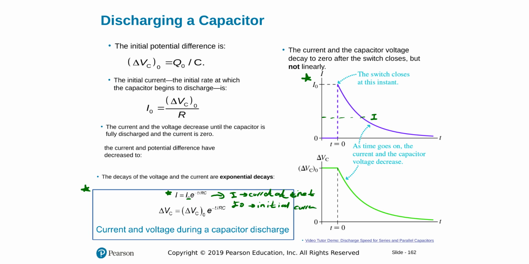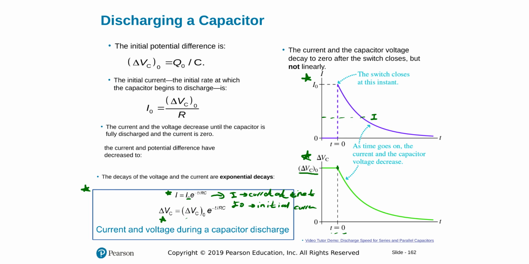And the very same thing happened for potential difference. There was a large potential difference initially, delta VC0, and once we connect our capacitor to a resistance at t equals 0, it will start decreasing exponentially. And it has a very similar equation. Delta VC at any moment in time, or at time t, is equal to delta VC0 times e to the power of minus t over RC.